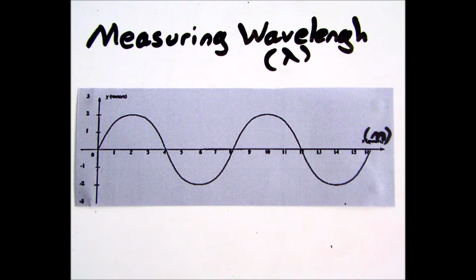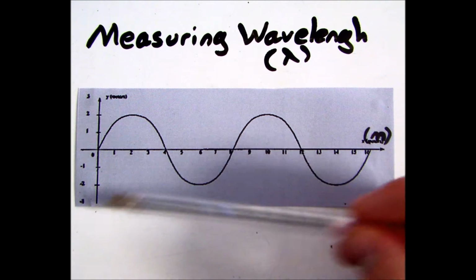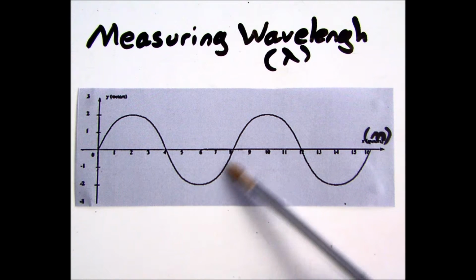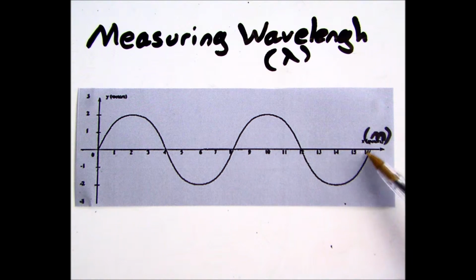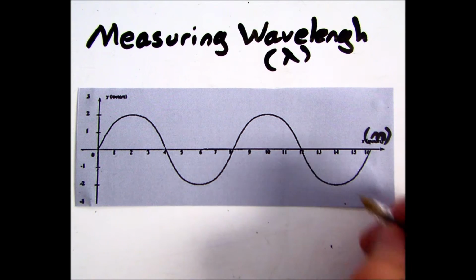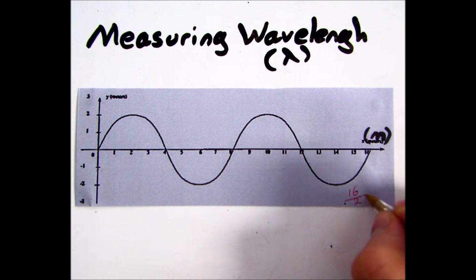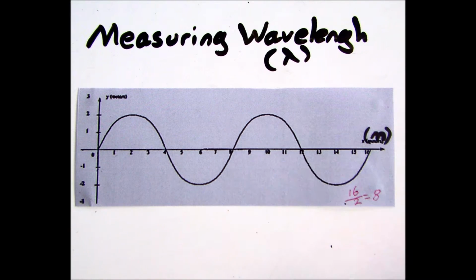You might be asked to measure wavelength from a wave trace here. So here we can see we've got the amplitude of the wave up the side, the distance travelled along the bottom, and you can see there are 2 complete wave cycles there over that 16-metre distance. So if there's 2 waves in 16 metres, one wave must have been 8 metres.